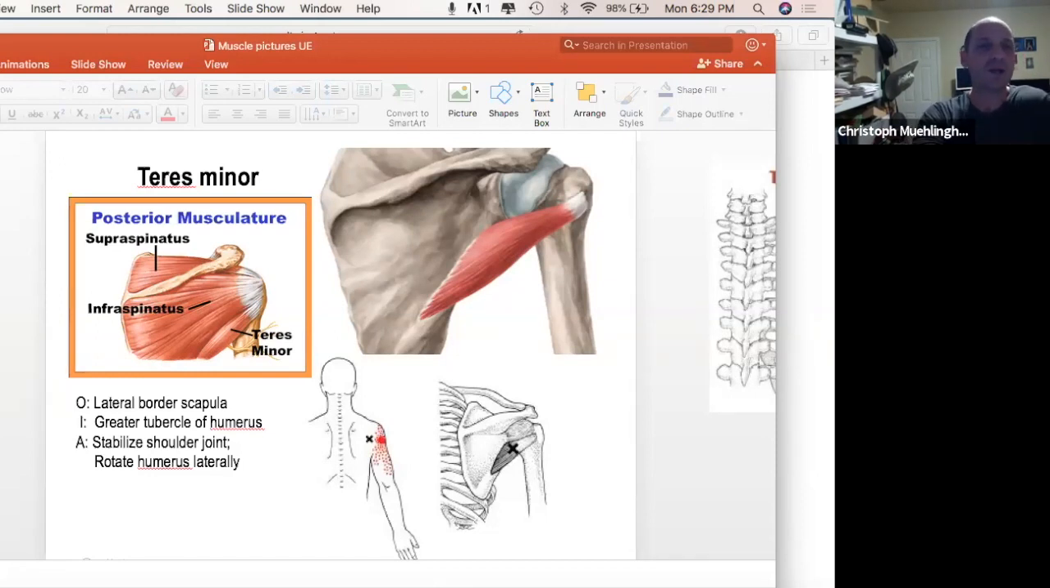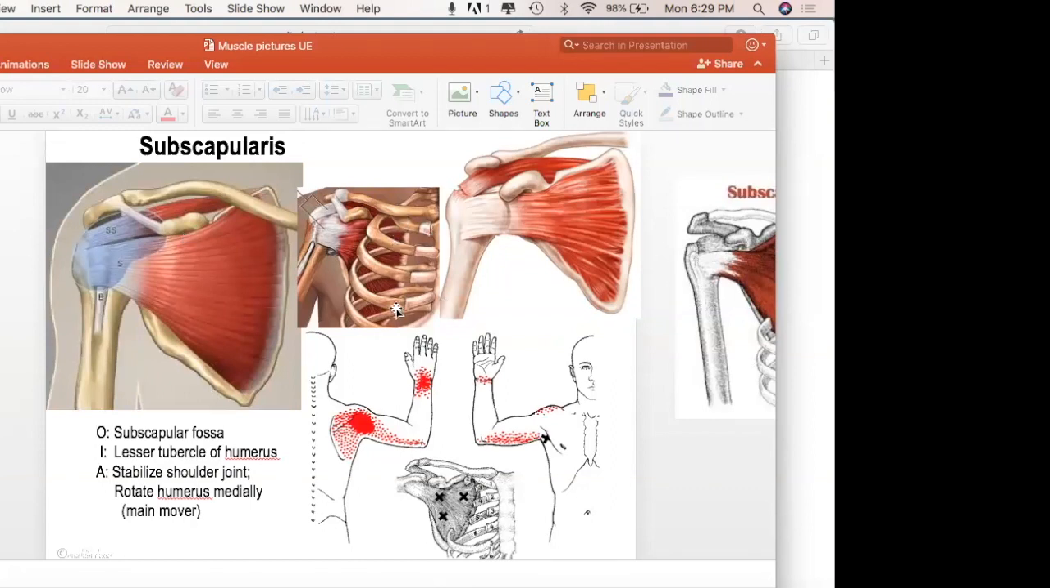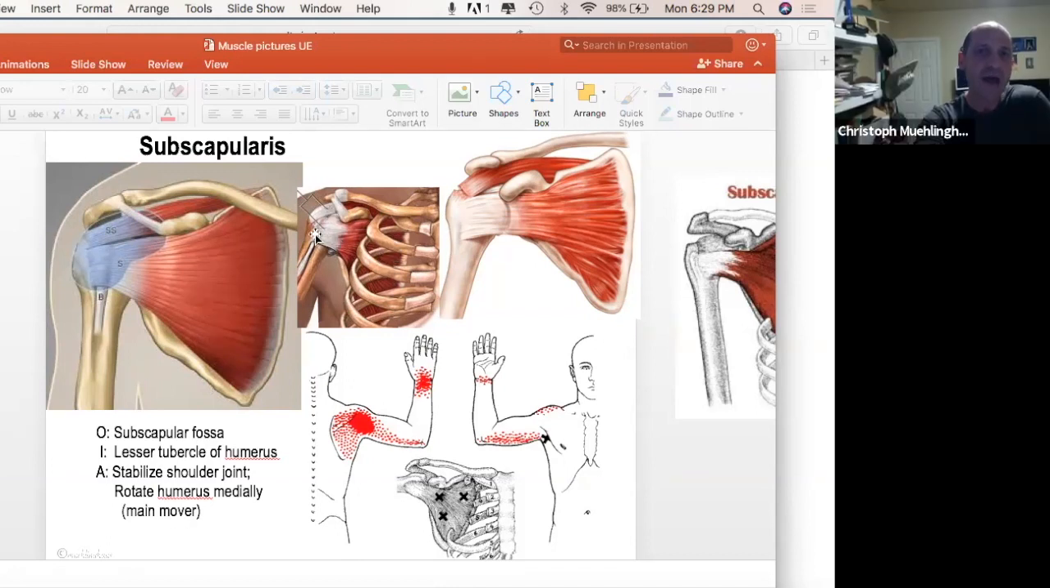So that's the three of those SITS muscles. And then the fourth is the subscapularis. This is a good visual to see that one, because you look through the rib cage and it's underneath the shoulder blade and then reaches to the inside of the humerus. And so it also holds that humerus in, and instead of turning the arm outward, or the hand when you have it bent, this one brings it inward, so it does the opposite motion.